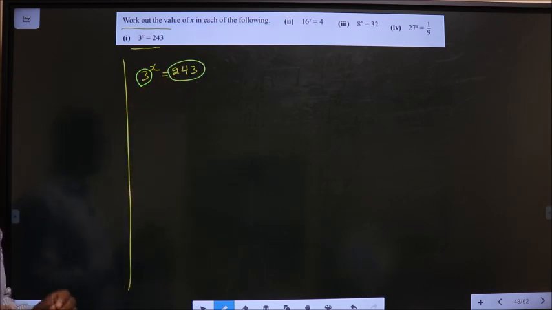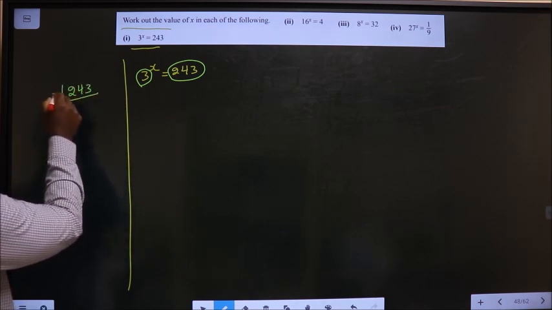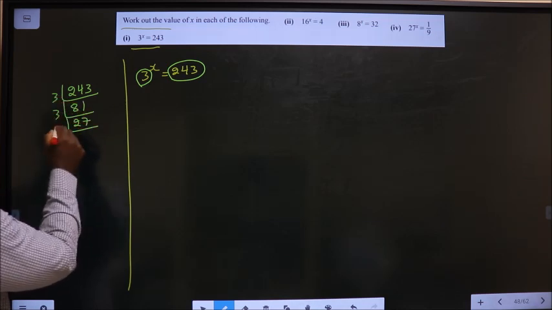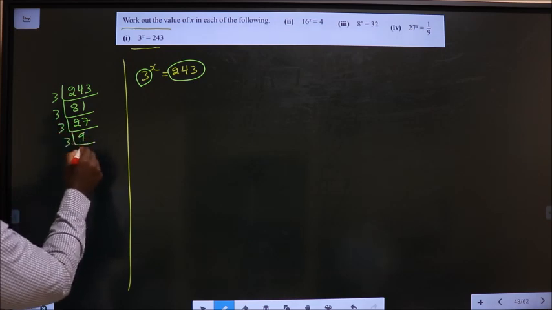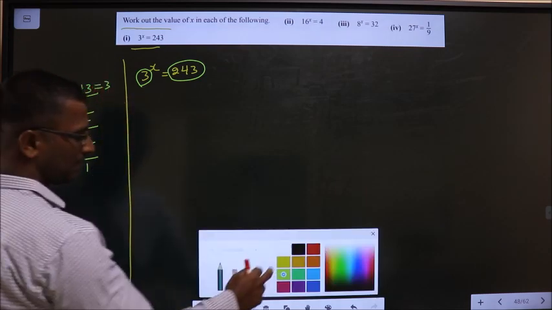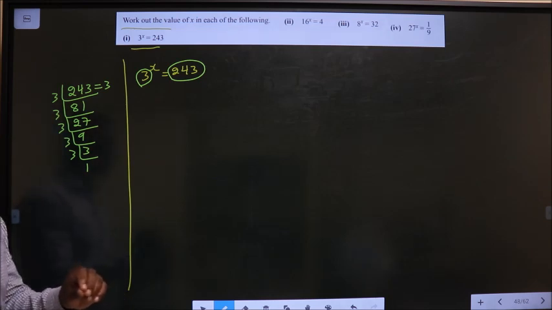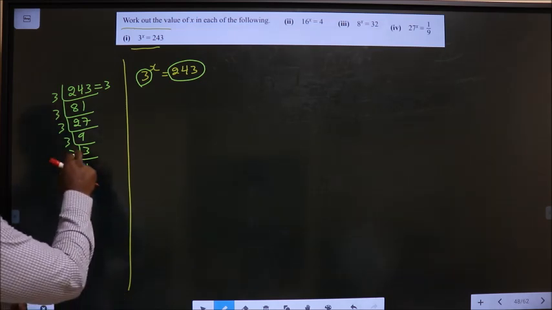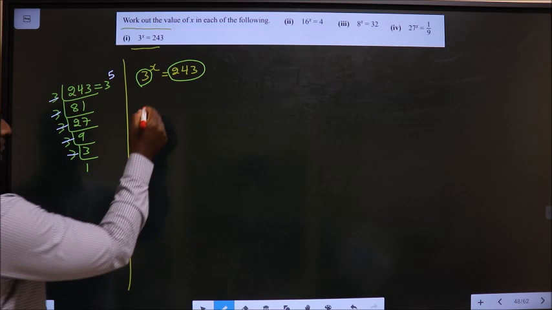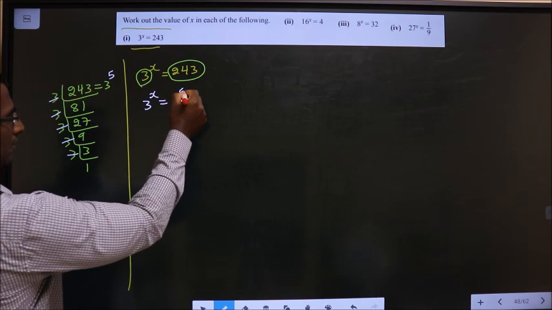And how do we do that? By taking LCM of 243. So 3 here, 81, 3 27, next 3 9, next 3 3, 3 and 1. So 243 is nothing but 3 power what number? That is decided by how many times did you get 3? 1, 2, 3, 4, 5. So 3 power 5. So 3 power x equal to, in place of 243, write 3 power 5.